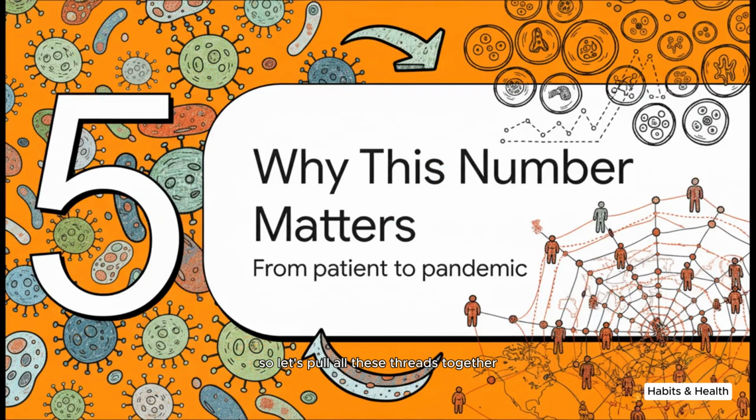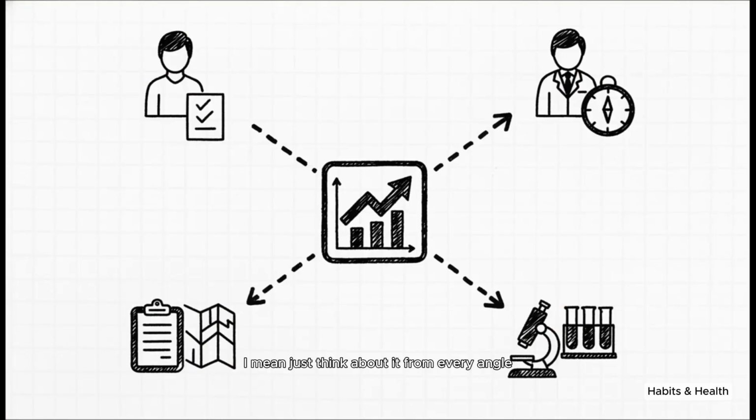All right, so let's pull all these threads together. We've seen how viral load works for long-term chronic infections and for those quick acute ones. So why does this one number carry so much weight across pretty much all of medicine? I mean, just think about it from every angle. For a patient, it's basically a report card on how their treatment is going. For a doctor, it's the compass that guides all their big decisions. For public health folks, it's the critical data that shapes quarantine policies. And for researchers in the lab, it's the key metric for developing brand new therapies and vaccines. It's one single number that has a massive impact on every single level.